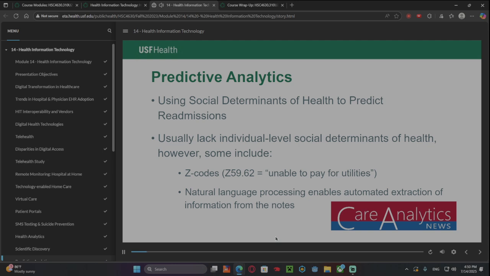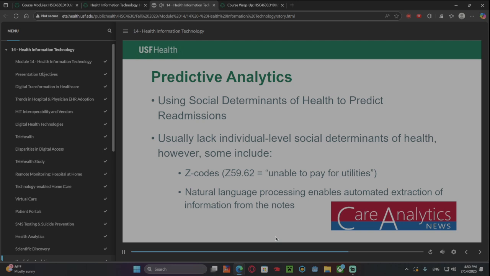Predictive analytics is using data to make predictions about what might happen according to certain parameters of the data. You can use social determinants of health data, information about access to food, housing, transportation, education, and more, to predict health services. As shown in the previous study, similar data can be accessed through many healthcare claims data systems, including Z codes, such as Z59.62, which means unable to pay for utilities. By looking at that information, you can use it to relate or correlate with bad health outcomes, such as readmissions.